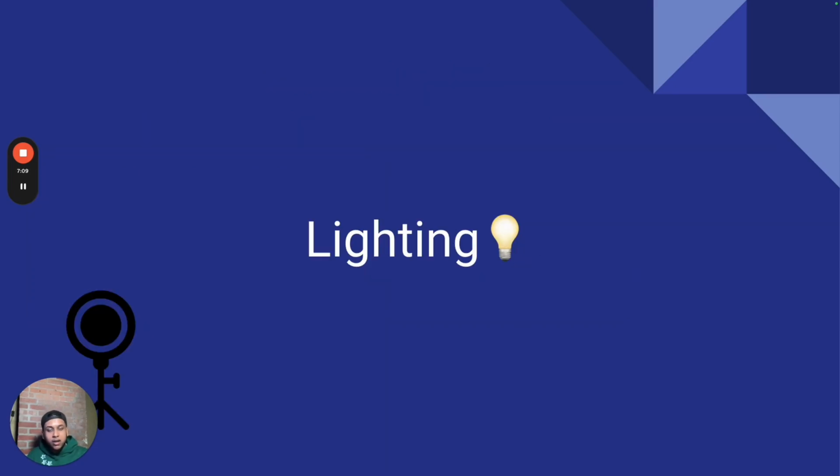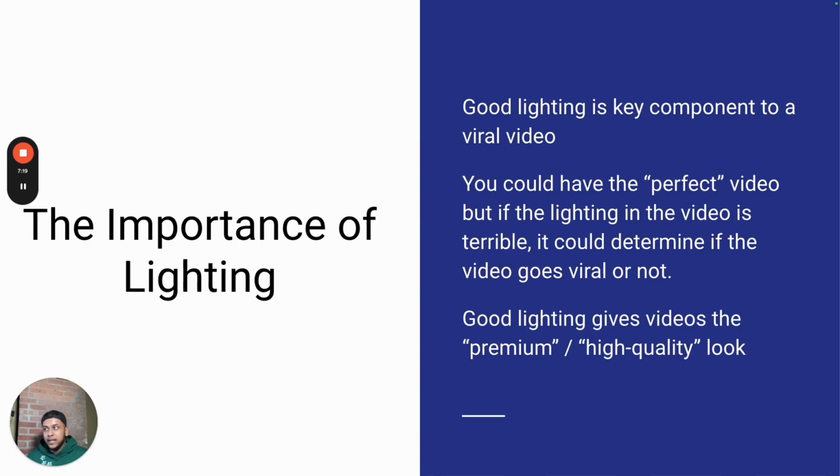So the next thing we're going to talk about is lighting. The importance of lighting. Good lighting is a key component to a viral video. You could have the perfect video, but if the lighting in the video is terrible, it could determine if the video goes viral or not. I'm exaggerating a little bit. If your video is really good and the lighting is the only downside to it, there's still a chance that it could still go viral.